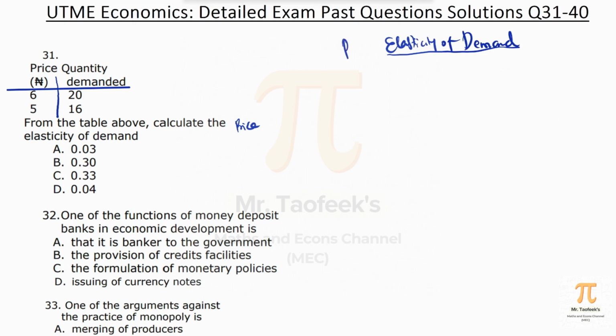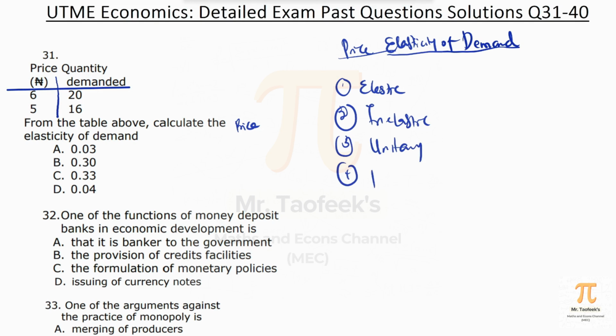Now the price elasticity of demand. There are five types. Number one, that is the fairly elastic or elastic demand. The next one is inelastic or fairly inelastic. The third one is unitary or unity. The fourth one is perfectly elastic, and the last one is perfectly inelastic. Okay, so now when we talk about elastic, this is when the coefficient, if you calculate your PED, the coefficient of your PED is greater than 1.